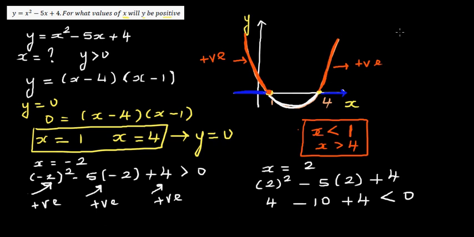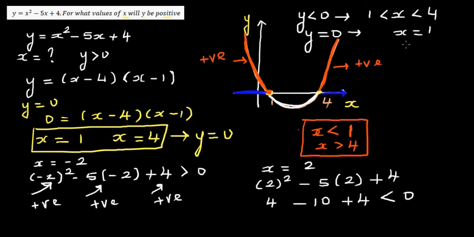So we can say there are 3 results here. You can say y is less than 0 when x is between 1 and 4. When x is between 1 and 4, the y value is going to be negative. Y is equal to 0 when x is equal to 1 and x is equal to 4, and that's what we saw to start with. And y is greater than 0 under 2 conditions: when x is less than 1, or x is greater than 4.